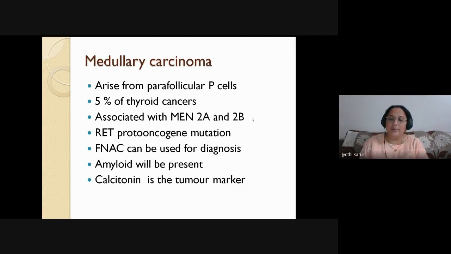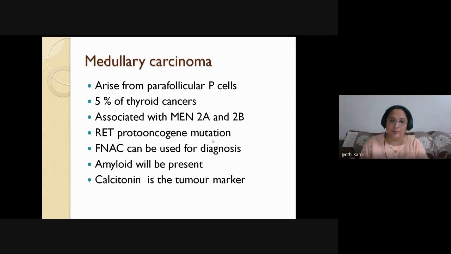And also B. What is 2B? Marfanoid habitus. Okay, marfanoid thing will also be a constituent of MEN2B. See, it will go out of the class purview. Okay, but remember, it is a familial cancer. It is associated with MEN2 syndrome. And there is RET proto-oncogene mutation.